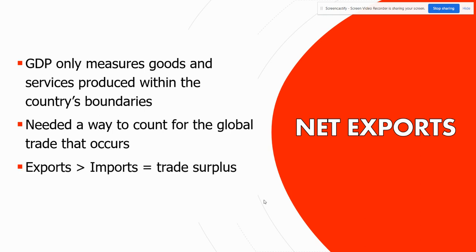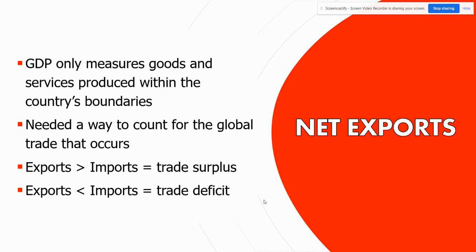So if we notice that exports are greater than imports, we have what's called a trade surplus. This would add and increase a country's GDP because that means that they are producing more within their country and sending it out into the world than what they are bringing in. If a country has more imports and less exports, they would have what's called a trade deficit. This would decrease GDP because, again, you're bringing more product into the country than what you're making yourself. And so that lowers GDP.